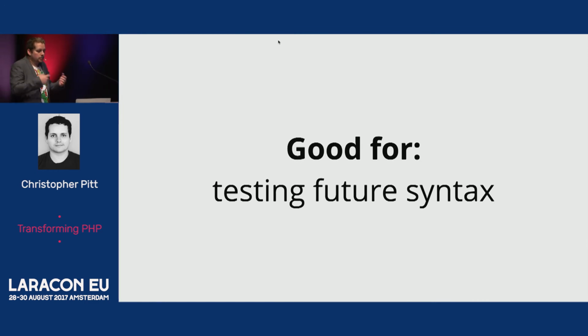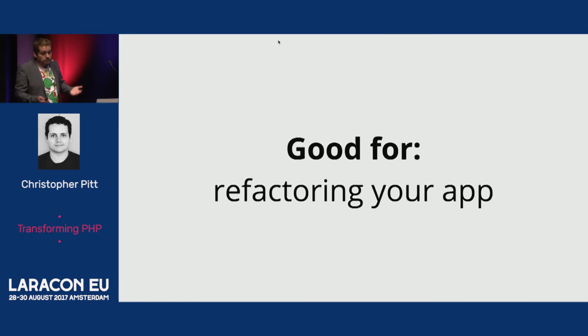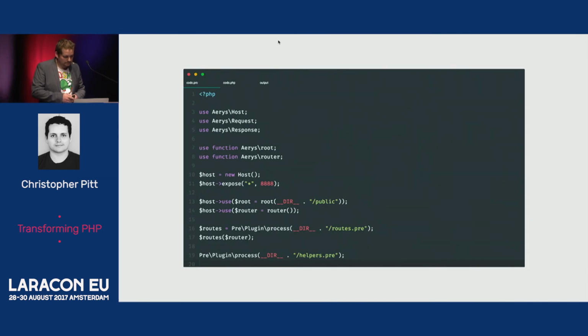Something like Yay and Pre are really good for testing future syntax. Before you get to writing an RFC and a patch and getting that voted in, you can think of some syntax you like from another language or some new syntax that's useful to you, and you can test it right now. It's also good for refactoring your app, which I'll show you in a couple of examples.